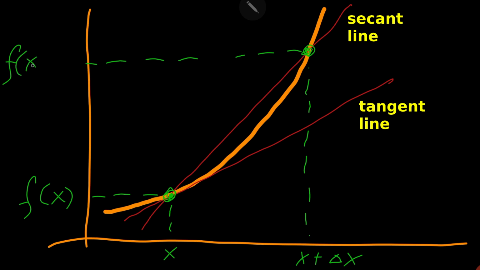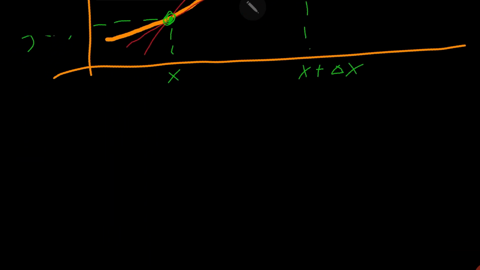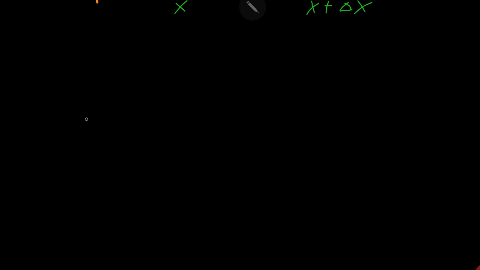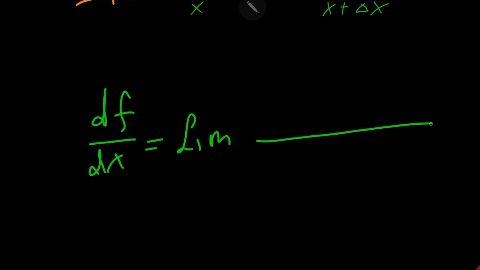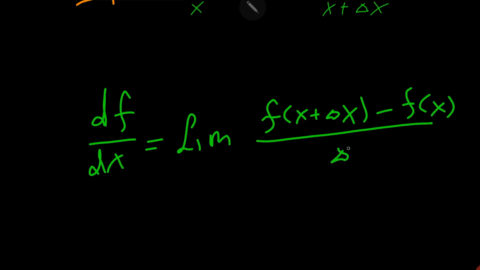From this picture, it's very easy to understand the derivative at the point x. The smaller delta x we have, the closer the second line is to our tangent line. So let's write it in a formula. df over dx equals the limit of f at x plus delta x minus f at x, divided by delta x, when delta x is approaching 0.